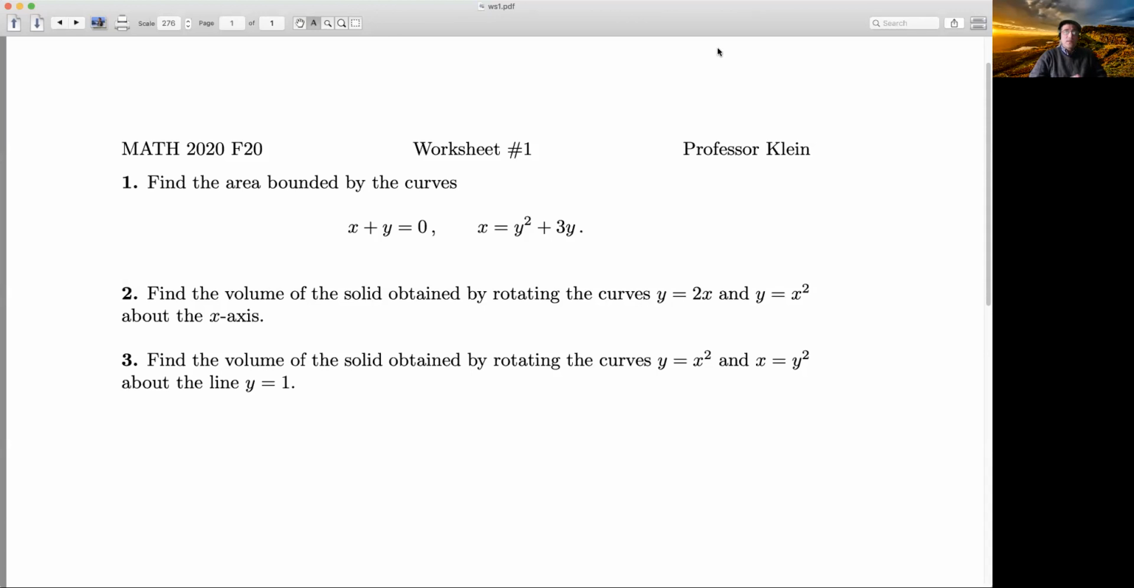As you can see, we have 3 problems on the worksheet. I'm going to first start working on problem 1: find the area bounded by the curves x plus y equals 0 and the curve x equals y squared plus 3y. Let me pull up the whiteboard, and we will get started.